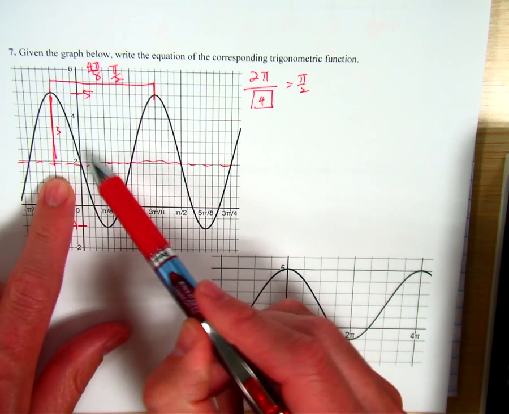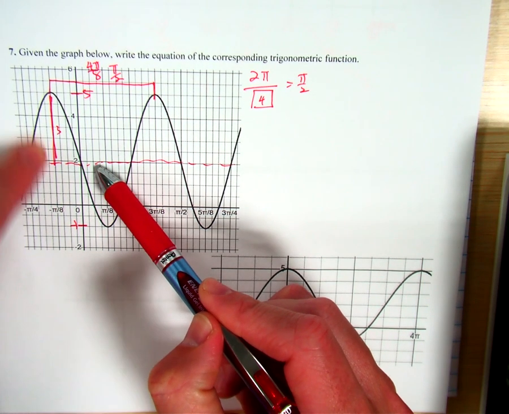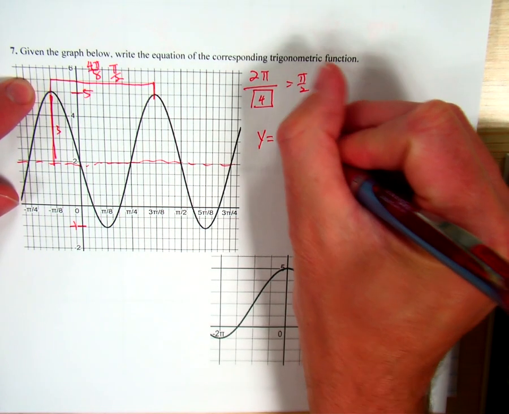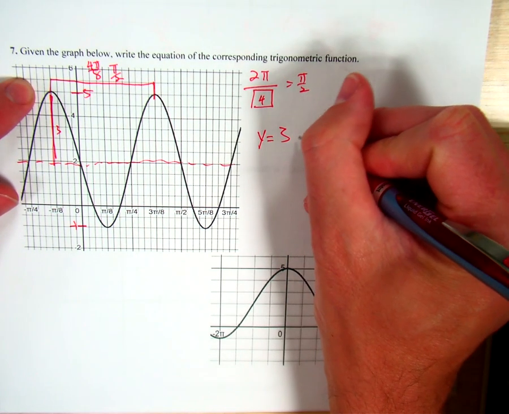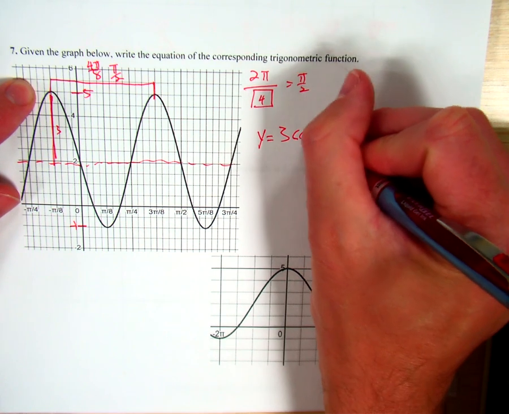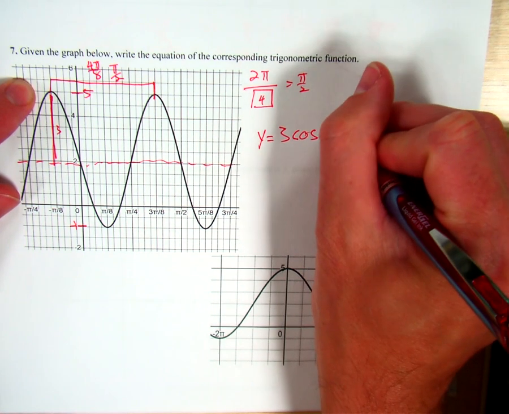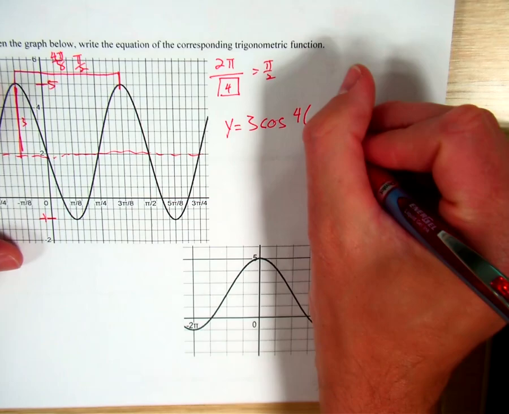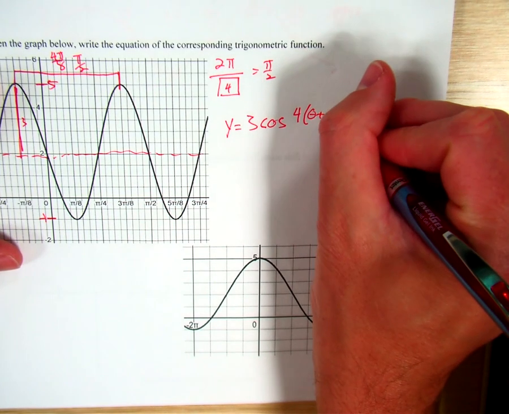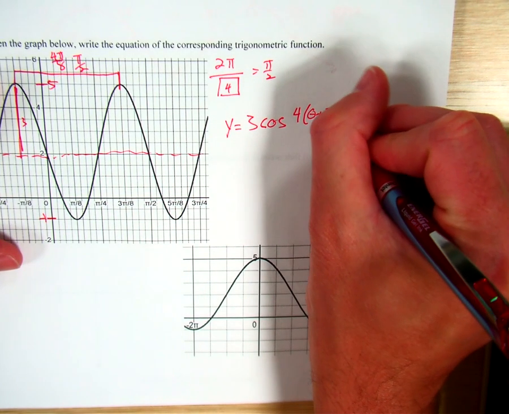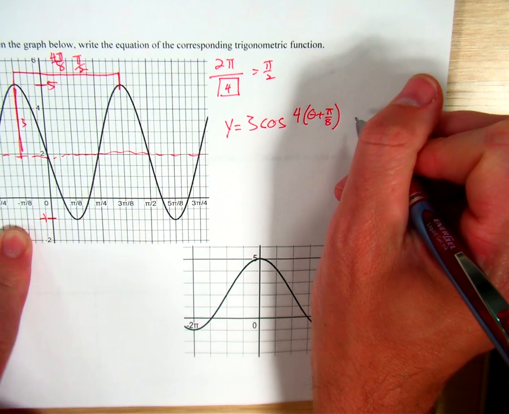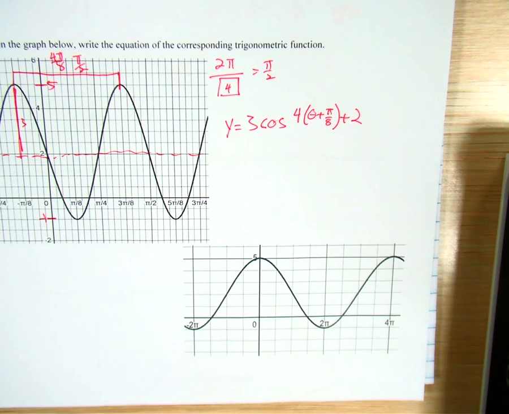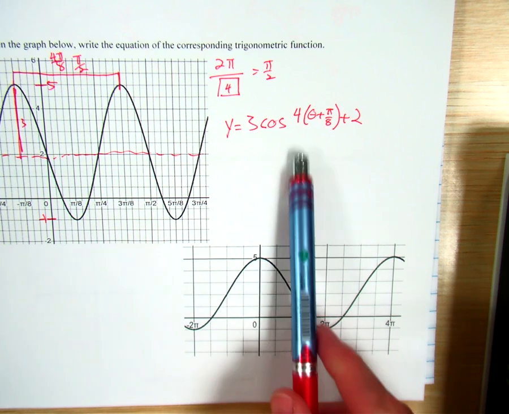Go from the top. So we're backwards pi over 8, and it's positive cosine. So y equals, we got +3 times cosine. Our inside multiplier was 4. And to back it up, reverse is going to be theta or x plus pi over 8. And then now we have our midline up 2, +2. Okay, that's one of them.